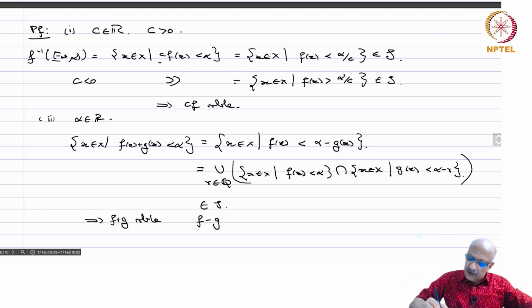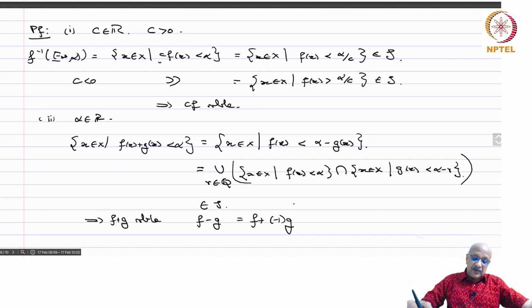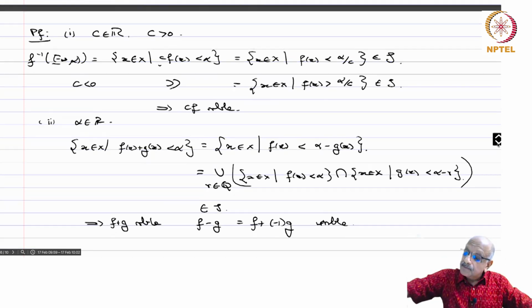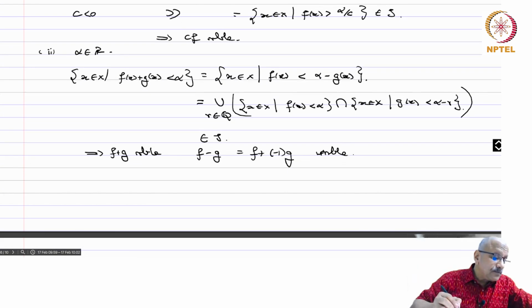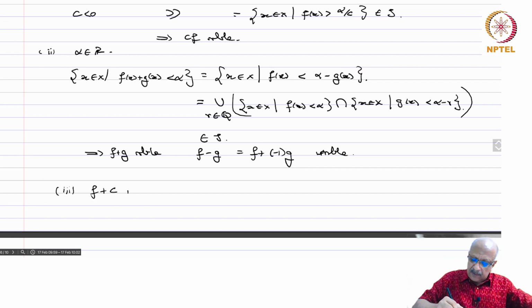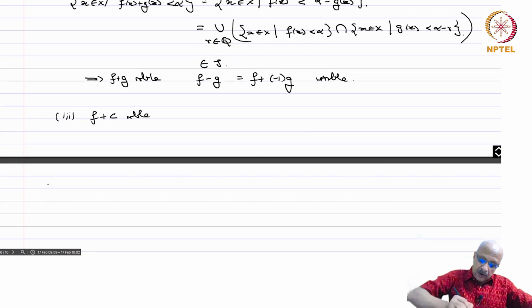f minus g is nothing but f plus minus 1 times g. f is measurable, minus 1 times g is measurable by the first argument, and therefore this is measurable. Then 3, f plus c is measurable. Because constant functions are measurable, f is measurable, the sum of measurable functions is measurable, which we have already proved. So finally we want to prove the product.